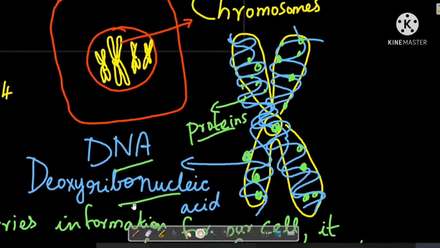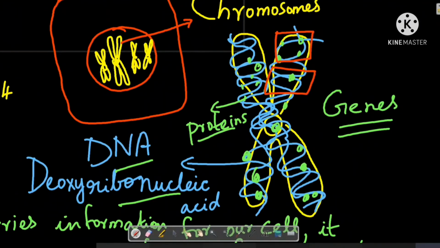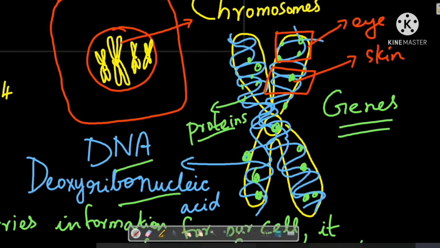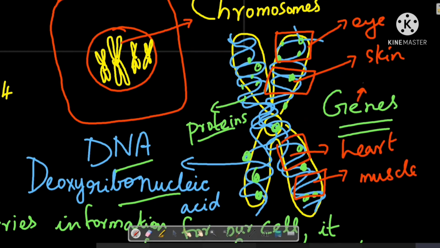Now in between, I used the word genes. People say genes also. Now what are genes? Yes, a gene is a segment of DNA. Now this is one segment of DNA. This is another segment of DNA. This segment of DNA might be controlling eye color. This segment might be controlling skin color. This segment might be controlling heart health. This segment might be controlling muscle development, like that. So genes means segments of DNA. Segment means part of DNA.